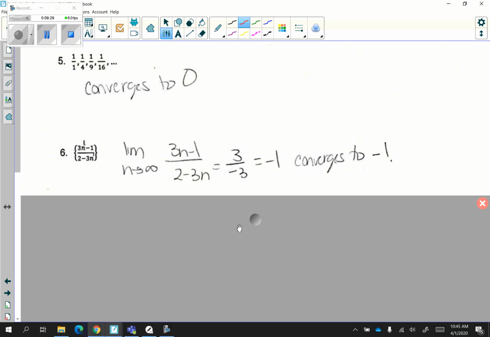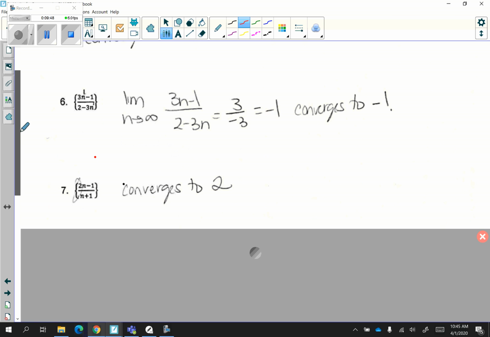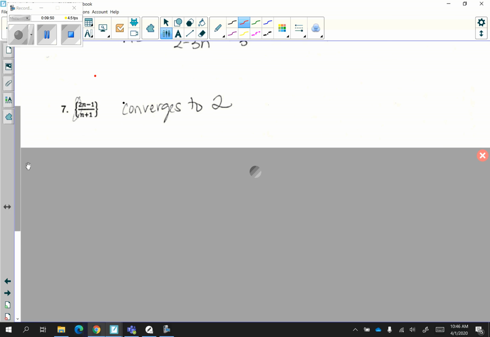Number 6, the limit as n approaches infinity of 3n minus 1 over 2 minus 3n. Again, the degrees of the numerator and the denominator are the same, so take the ratio of the coefficients. 3 divided by negative 3 is negative 1. Therefore, it converges to negative 1. Number 7 converges to 2. The degree of the numerator and the denominator are the same.